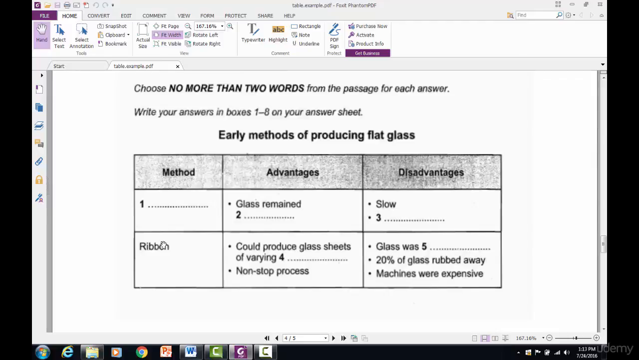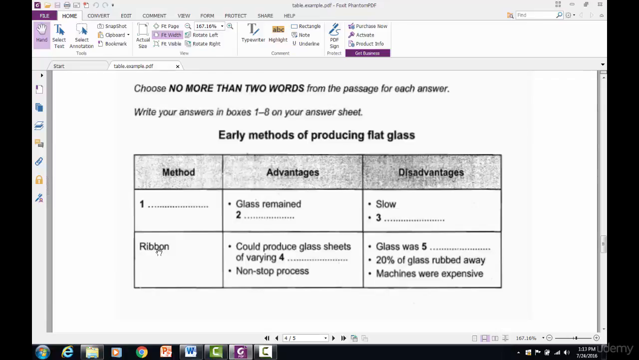Number 1 is one method. Number 2 is another method, ribbon. The second method right here, ribbon. So what I would probably do is start with the second one first, because the word ribbon is going to be easy to find. It's a type of method, because it says right here, early methods of producing flat glass.